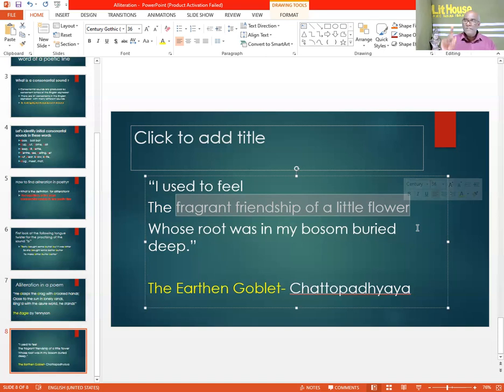What is the common consonantal sound you hear? F, generated by this letter F. Fragrant, friendship, flower. We don't consider the sound F in "of", because it is not at the beginning, it is at the end. Our theory is at the beginning. Therefore, there are three F letters creating the first sound. Fragrant friendship flower.